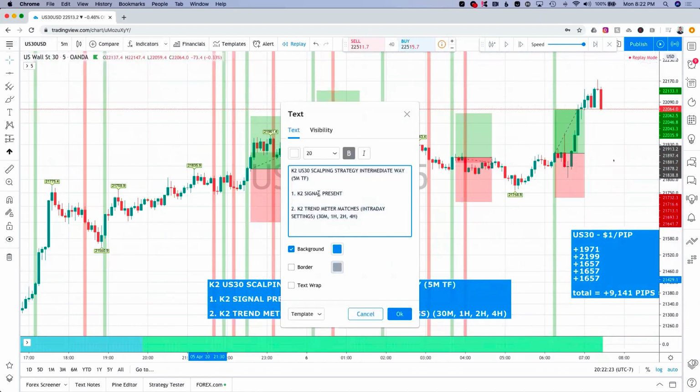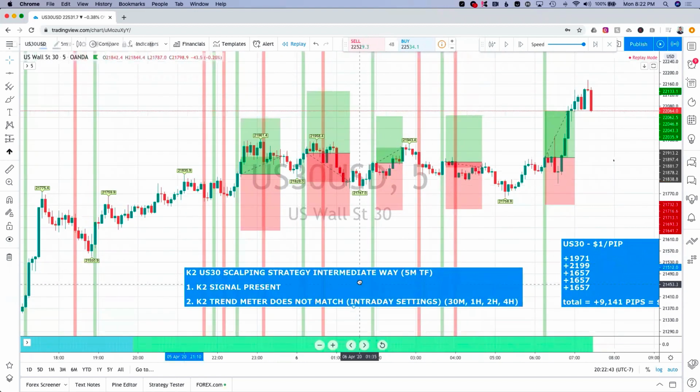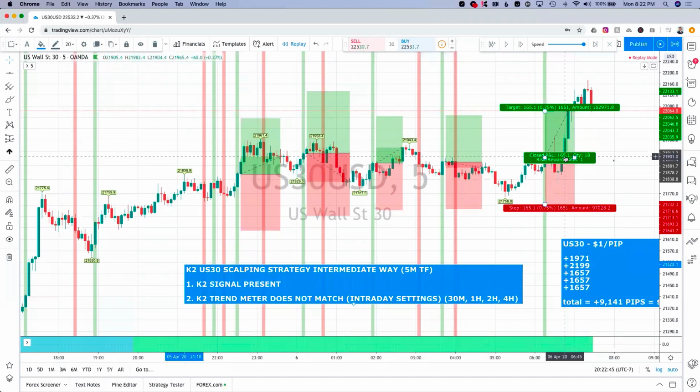So for this, you want to make sure that there's a K2 signal present. The only difference is that the K2 trend meter does not match. So it's the same exact strategy. The only difference with this is that your entry is going to be different. So this is going to be the intermediate strategy. So I'll go back, I'll delete these.